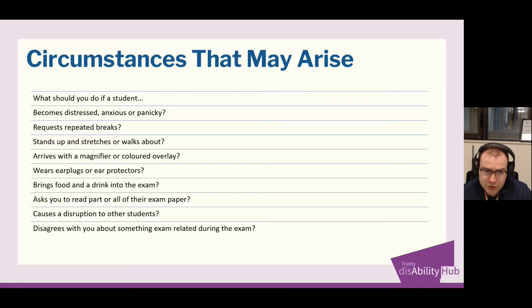Circumstances that may arise and what should you do? Students may become distressed, anxious, or panicky. They may request rest breaks. They may look to stand up and stretch. They may arrive with a magnifier or covered overlay. They may wear earplugs or ear protectors. They may bring food or drink into the exam. They may ask you to read part of their exam paper. They may potentially cause disruption to the other students. That's unusual but can arise, or they may disagree with something that arises during the exam.